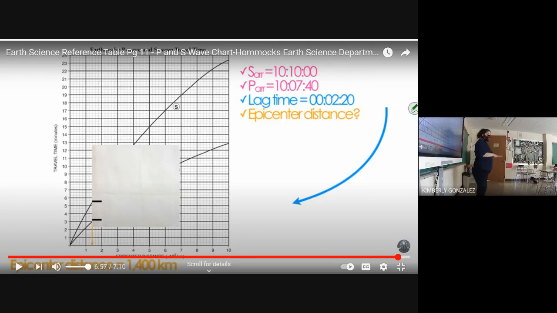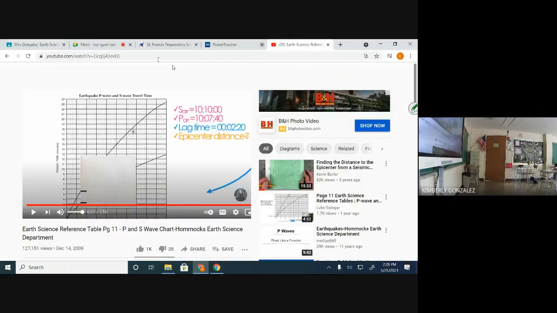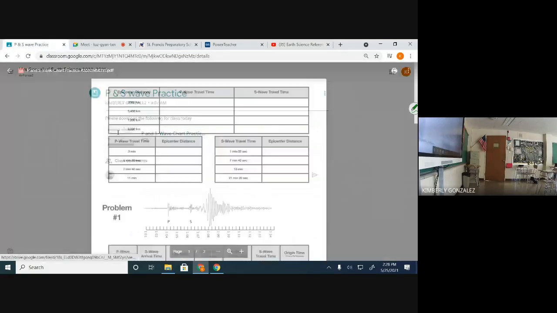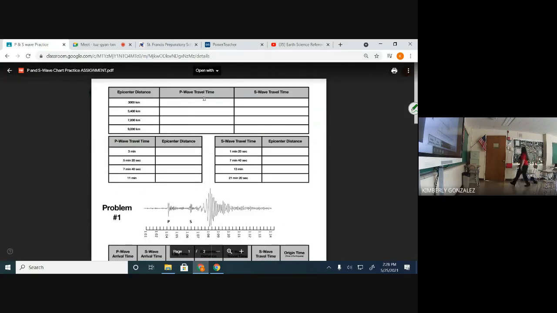Does that make sense? Okay, so I want you to take out the worksheet that I posted for you guys. Ella, you can go if you need to. All right, the P and S wave practice. Right? And I want you to do this chart first. All right? So I want you to just take some practice and find, using your reference table, what the P wave travel time will be and what the S wave travel time will be if you have an epicenter distance of 3,000 kilometers, of 5,400 kilometers, of 7,800 kilometers, of 9,000 kilometers. Just a hint, the epicenter distance is the one on the x-axis. So how long will it take the P wave and the S wave to get to you at the seismic station?